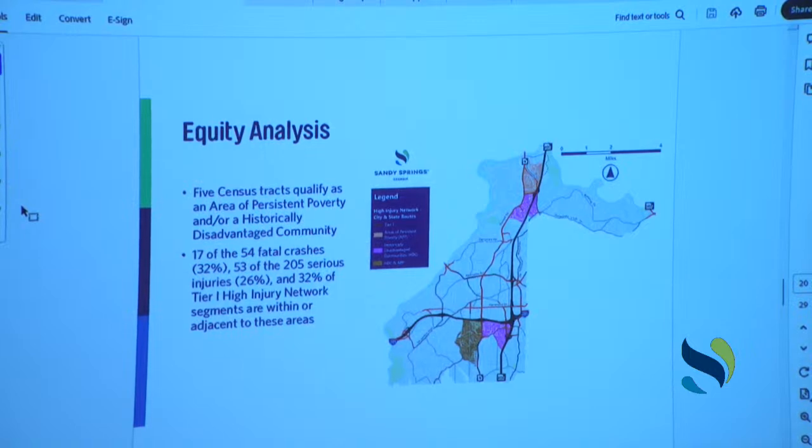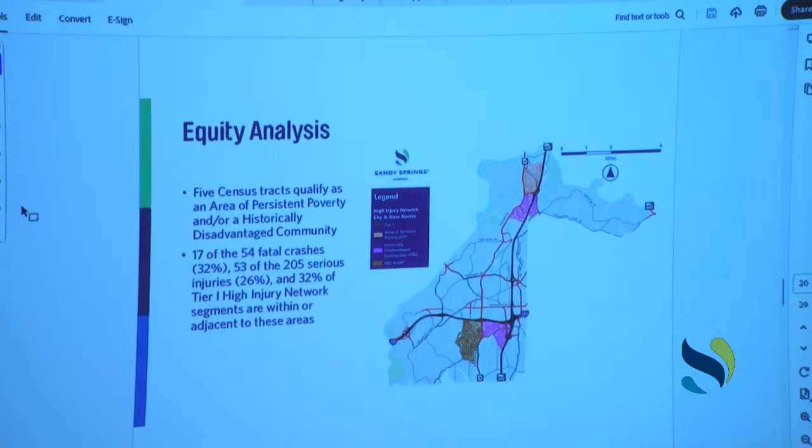Otherwise, there are 5 key census tracts within Sandy Springs which are of interest to us from that standpoint. The areas of persistent poverty or the historically disadvantaged communities within Sandy Springs are the ones which are highlighted. And there are some statistics on the slide just to illustrate the fact that we are really paying attention to the crashes that happen within those regions.